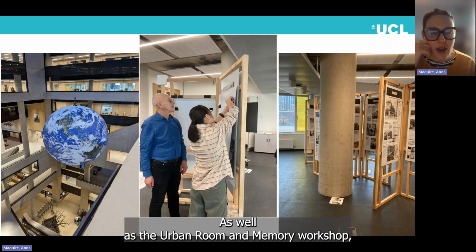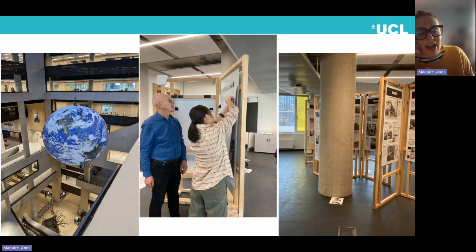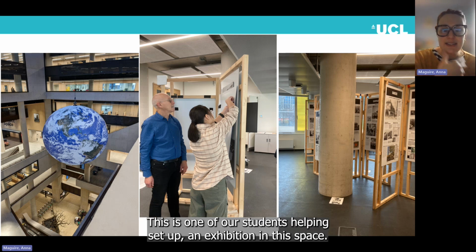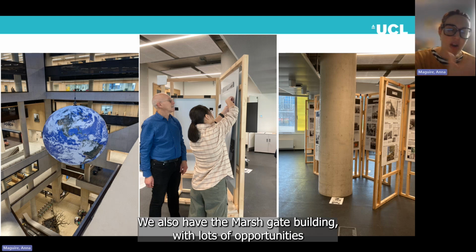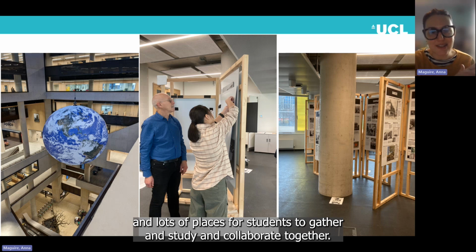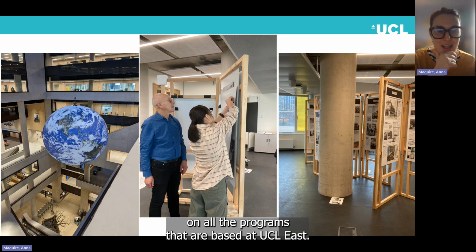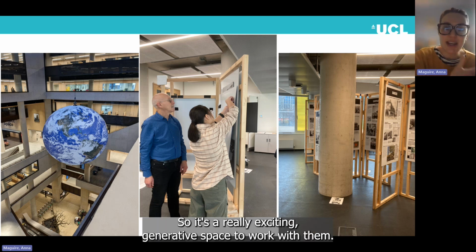As well as the Urban Room and Memory Workshop, which you can see again in the images on the slide to the right. This is one of our students helping set up an exhibition in this space. We also have the Marshgate building with lots of opportunities, lots of places for students to gather and study and collaborate together because of the nature of interdisciplinary teaching on all the programs that are based at UCL East. So it's a really exciting generative space to work within.